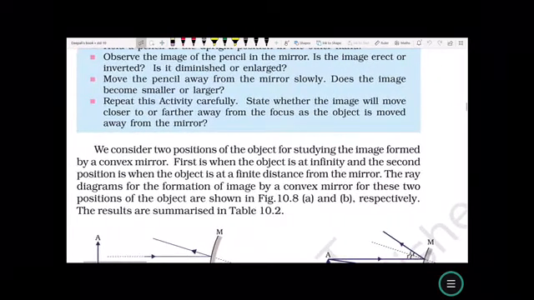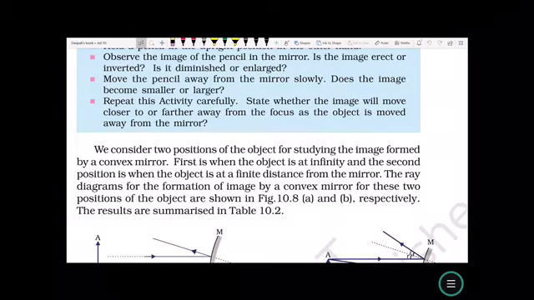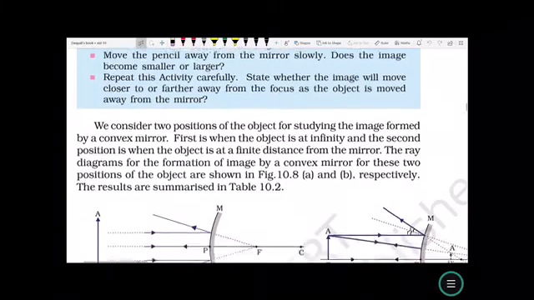We considered two positions of the object for studying the image formed by a convex mirror. In a concave mirror we studied 6 positions, but in a convex mirror we will study only 2 positions. Why? Because it gives a proper image only at these positions. First is when the object is at infinite distance, and second is when the object is at finite distance from the mirror. The ray diagrams for the formation of image by a convex mirror for these two positions of the object are shown in figure 10.8a and b respectively.